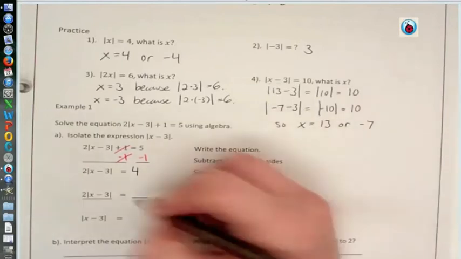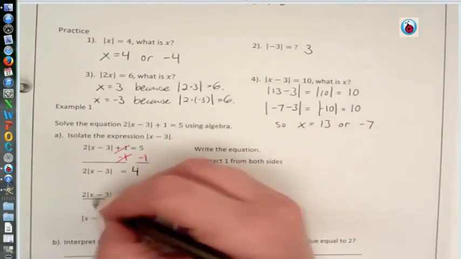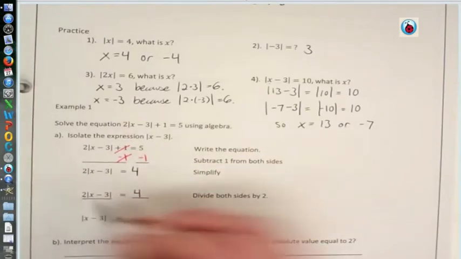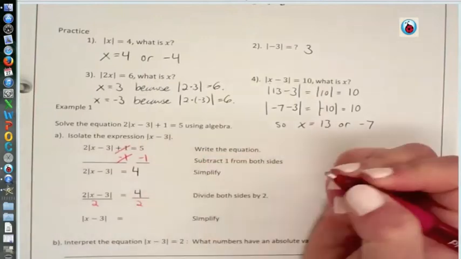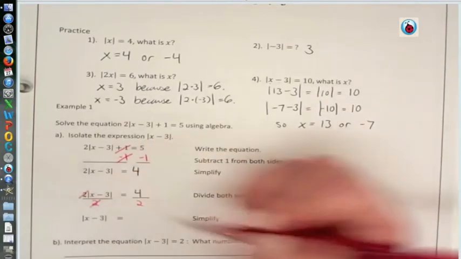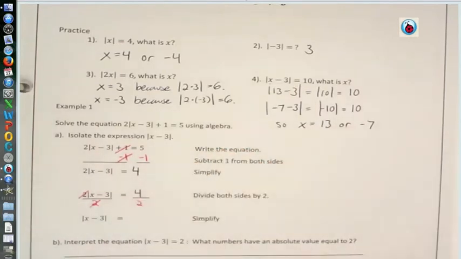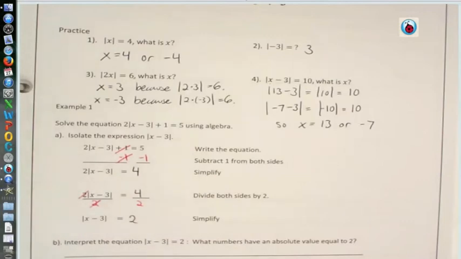Next thing that I want to do, I have this equation. I'm going to divide both sides by 2. I want to get rid of the 2 that's in front of the absolute value. Remember, I'm trying to get the absolute value completely by itself. So that cancels that 2. And 4 divided by 2 is easy enough to simplify. 4 divided by 2 is 2. All right, so I've simplified this equation down so that I have the entire absolute value part by itself.